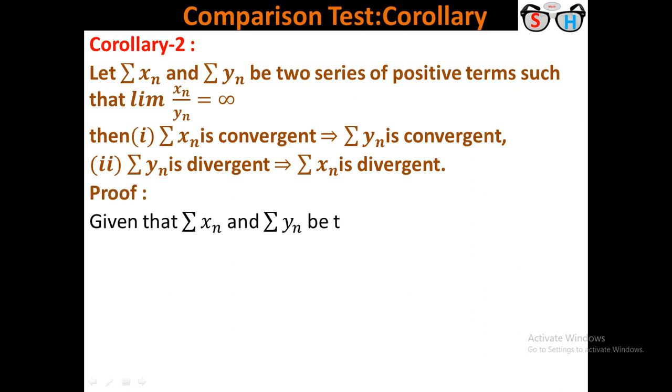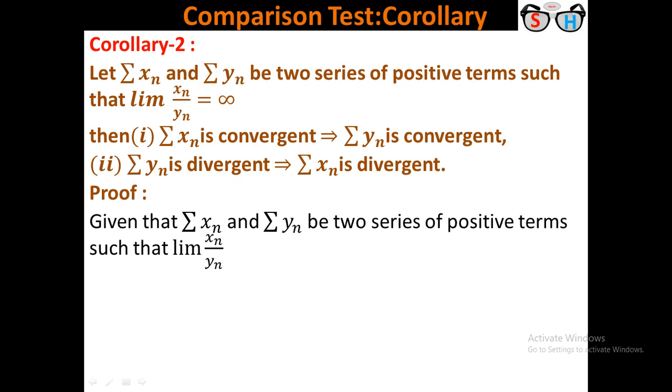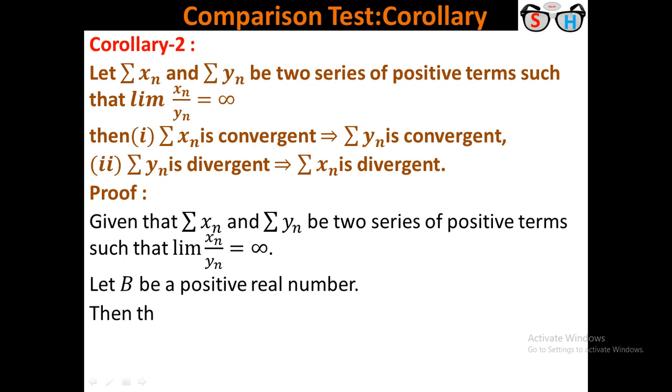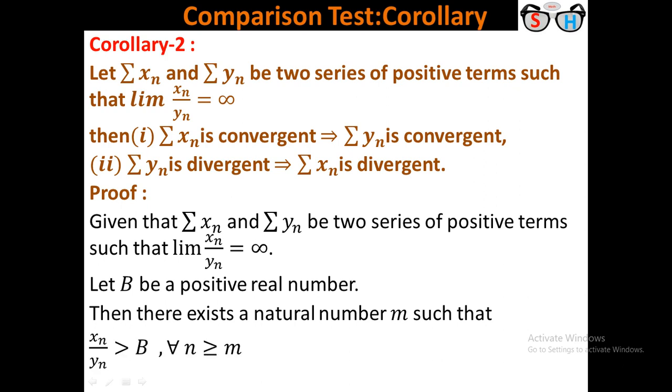Given that xn and yn are two series of positive terms such that the limit of xn by yn is infinite. Since xn by yn diverges to infinity, from the definition of a divergent sequence you can conclude that for every positive real number, however large it may be, suppose b is a positive real number, then for that b there exists a natural number m such that xn by yn is greater than b for all n greater than or equal to m.